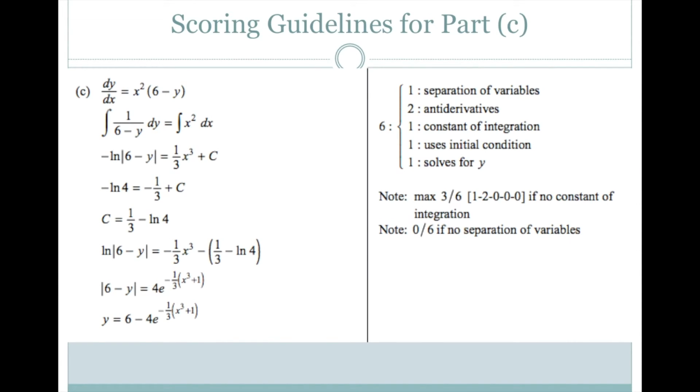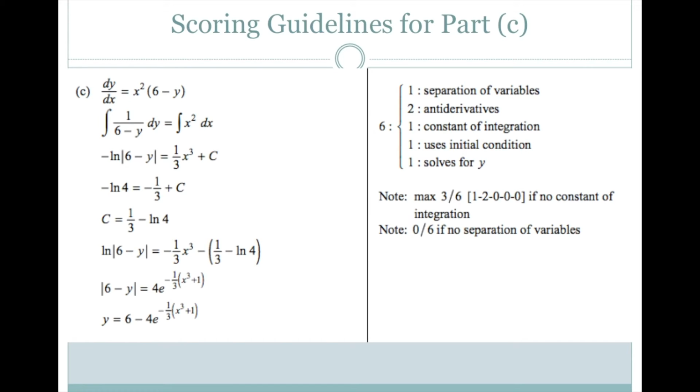If we take a look at the scoring guidelines for part C, we see that there are a total of 6 points that you can earn, making it by far the largest number of points. Now, the first point you can get from separation of variables, which is simple, just moving x's to one side and the y's to the other. The next 2 points you can get from finding antiderivatives, and hopefully, if you're in Calculus BC, you should be able to take simple antiderivatives using u substitution at this point.